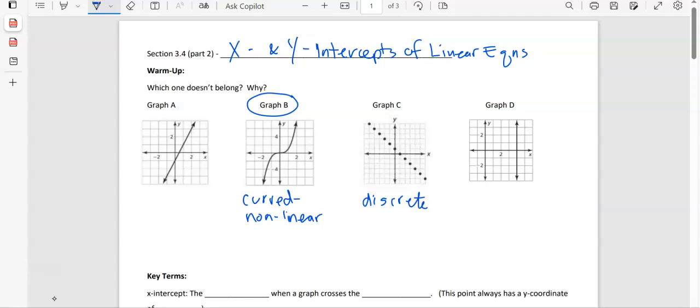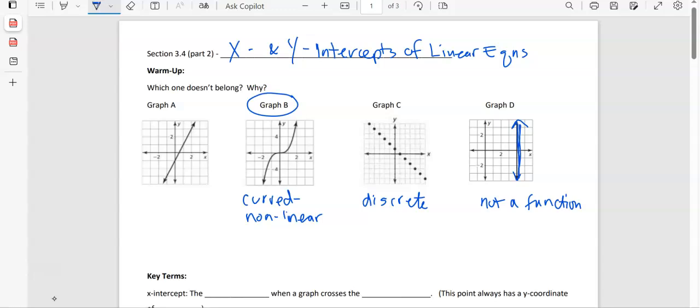Or maybe you chose graph D, which by the way is this line right here, not the x or y axis, because it's not a function. All of the other graphs are functions. They pass the vertical line test. Each input has exactly one output.